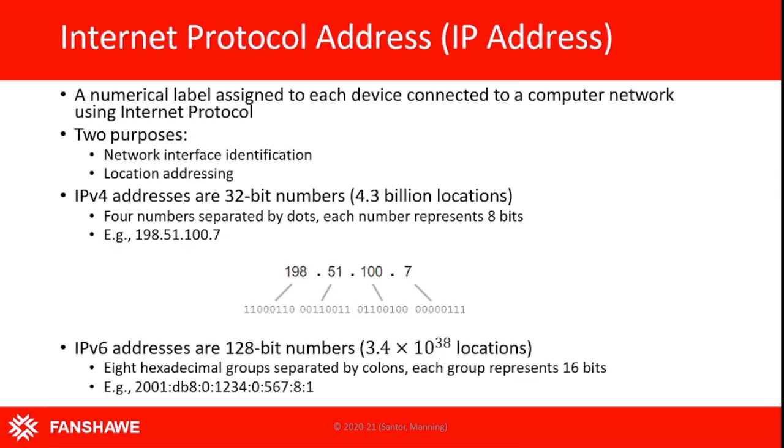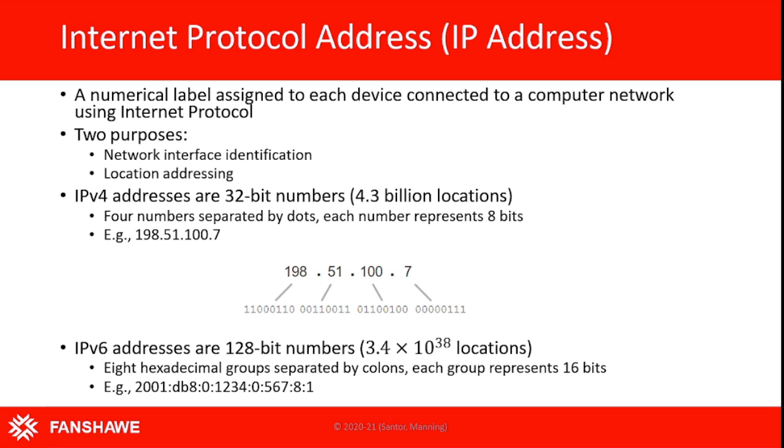All right, so let's look at the IP address first. Please take note that there are two different versions of IP address prevailing in the market right now. One is the older version, which is IPv4. It is a 32-bit number, which gives 4.3 billion locations. They are grouped into four groups separated by dots, and each group is represented by 8 bits. You have a sample on your screen.